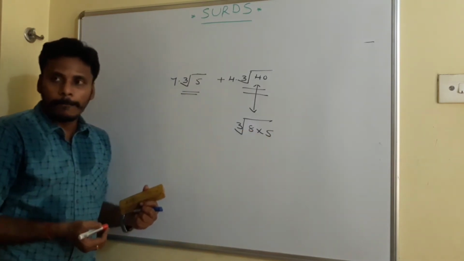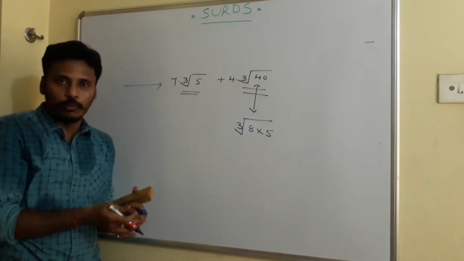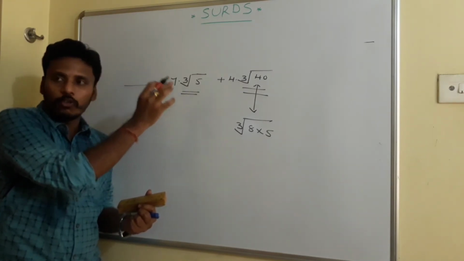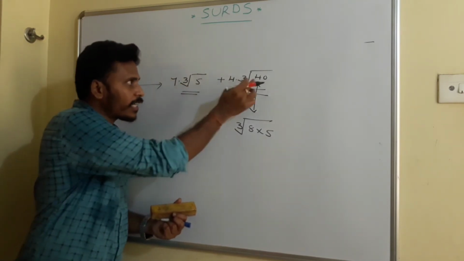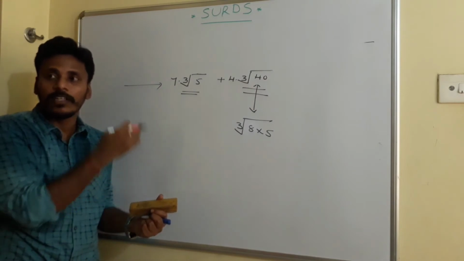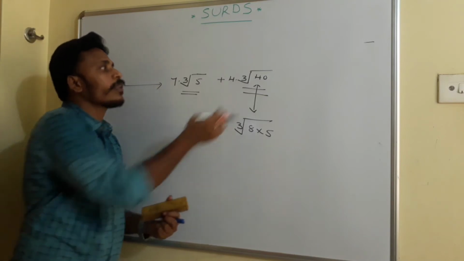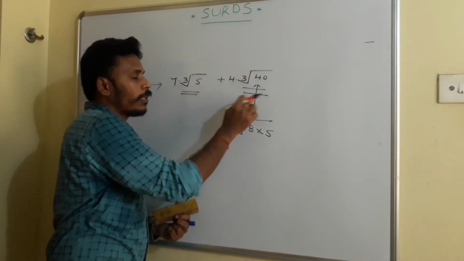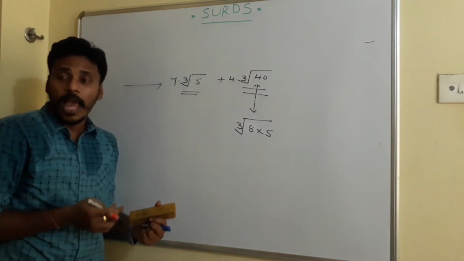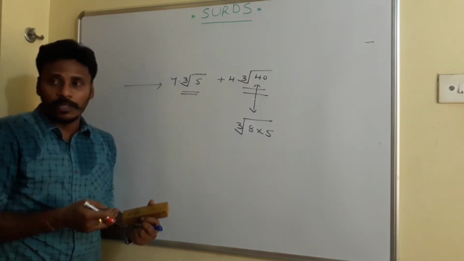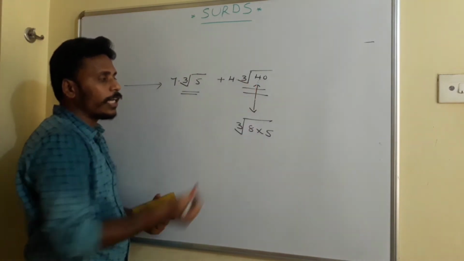See, directly if you look at this problem, 7 into cube root of 5 plus 4 into cube root of 40, both cube root of 5 and cube root of 40 are of the same order, but they are not similar because under the root the value is different. This is 5 and that is 40. So we don't have a chance to add. But what I am thinking is, if there is a possibility to simplify this cube root of 40 to cube root of 5 form, then I am able to add. So I am searching for that simplification. On the way of search, I am writing this 40 as 8 into 5.